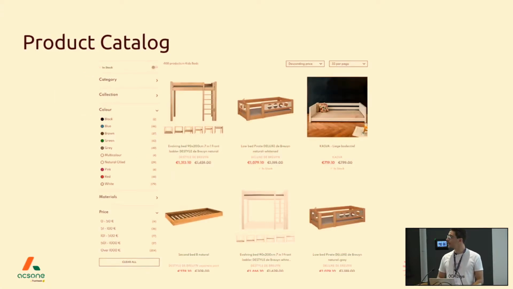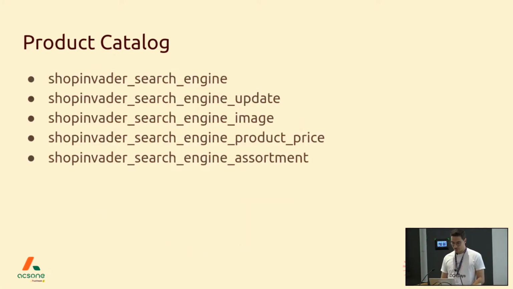So if we look at the product catalog, you typically want a kind of page like this on your website with a list or a mosaic of products and some search bar and filters. You can filter on materials, colors, etc. For this, you will need those 5 Shopinvader modules. They're all about the search engine, of course, because this is where we will export the product catalog. The first and main module is Shopinvader Search Engine. This one will allow you to export the products and the categories to the search engine.